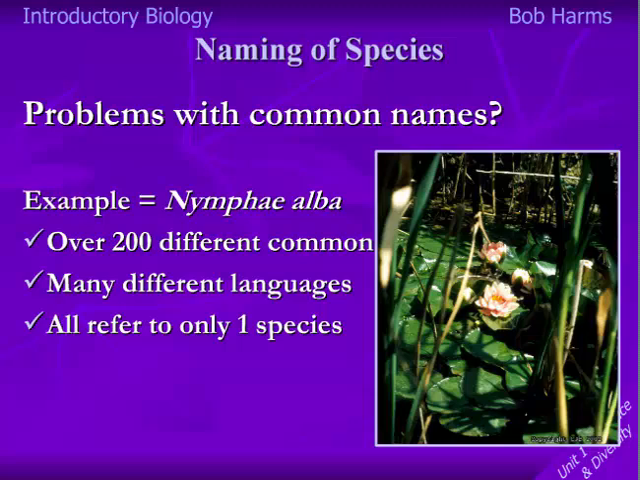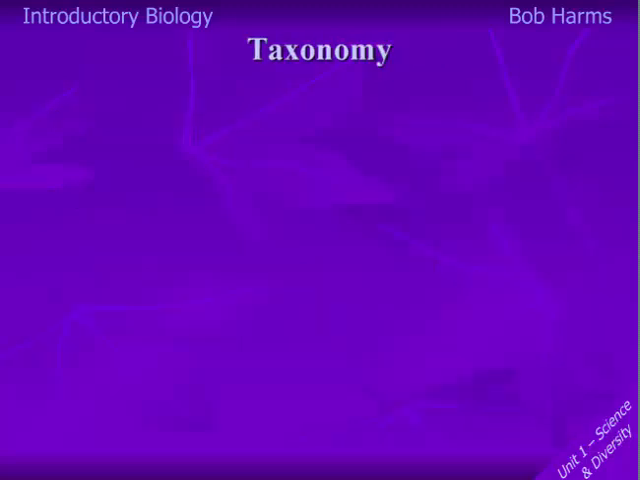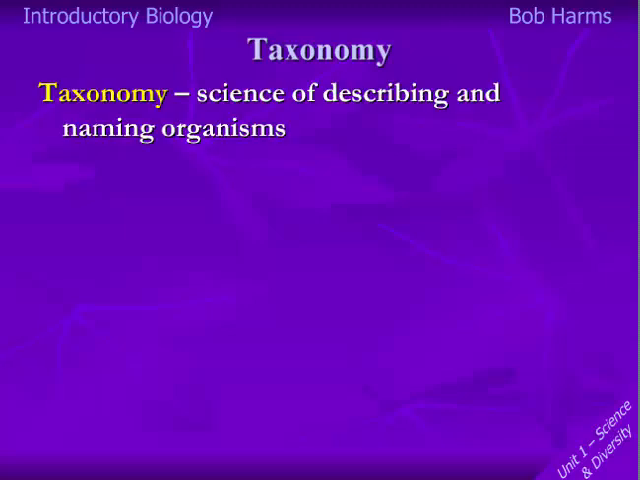And so because of this, while common names are nice in local places, we really need to have scientific names so that when we speak of Nymphaea alba, we know that this is this one particular species of plant, regardless of where we live or what language that we speak. And the field of biology that deals with naming species and describing new species is the field of taxonomy. And so a taxonomist would describe what species look like, where they occur, and come up with unique names for those different species.